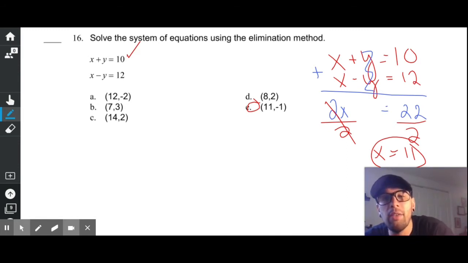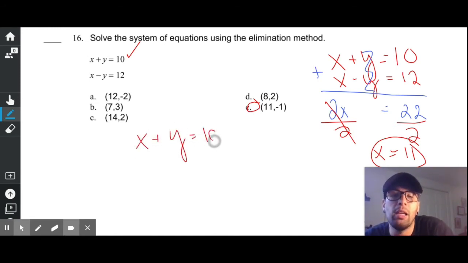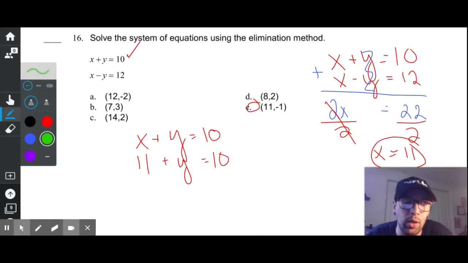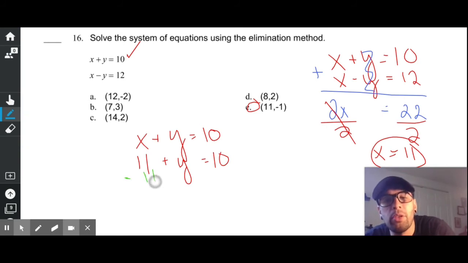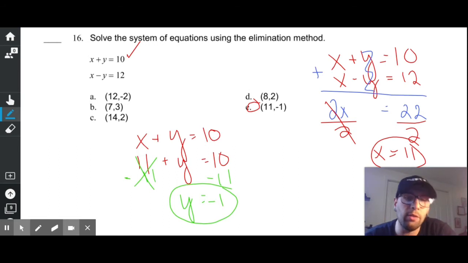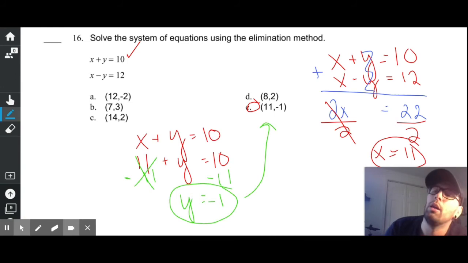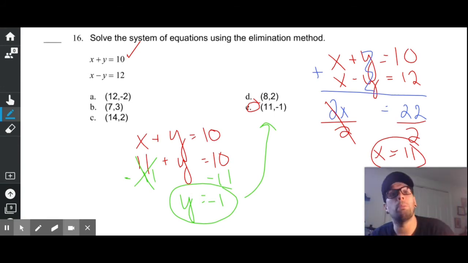So if x is 11, if I take the top equation and replace x with 11, I have 11 plus y equals 10. Is y all by itself? No. What's in the way? 11. So if I subtract 11 from both sides, y is going to equal 10 minus 11, which is negative 1. So x is 11, y is negative 1, just like we said. And we just did the whole thing anyway because we're good people.